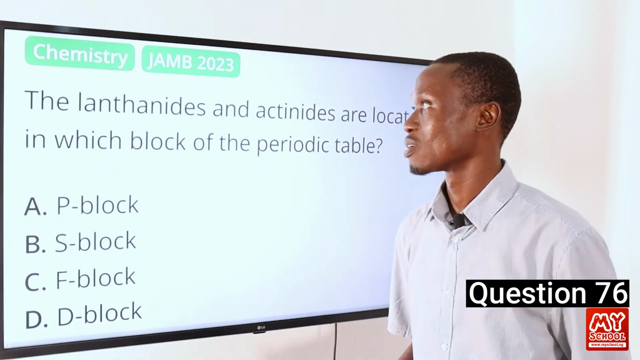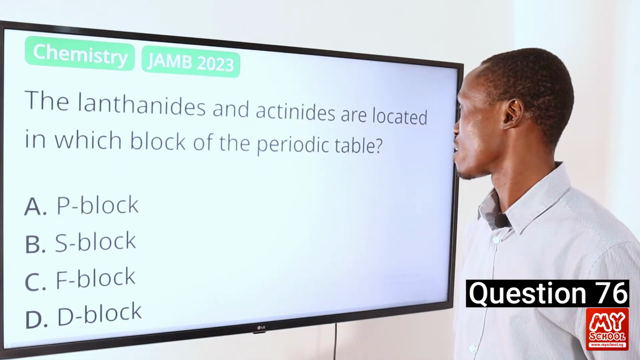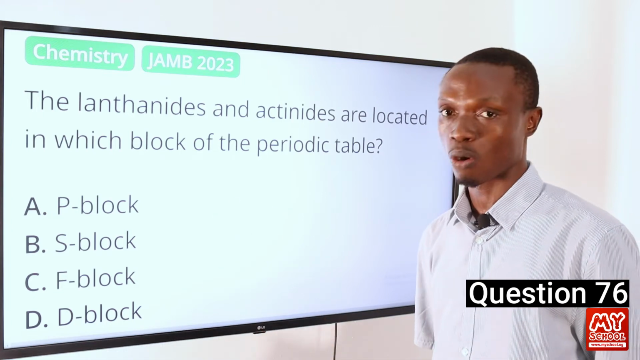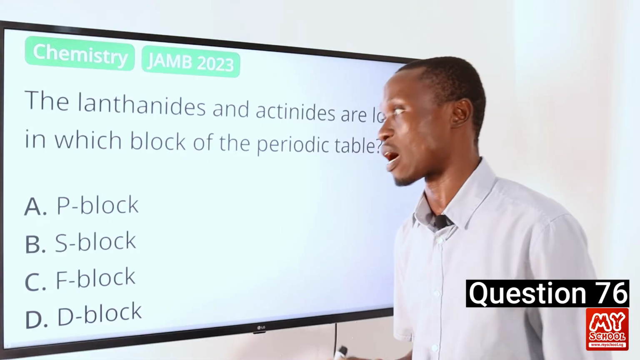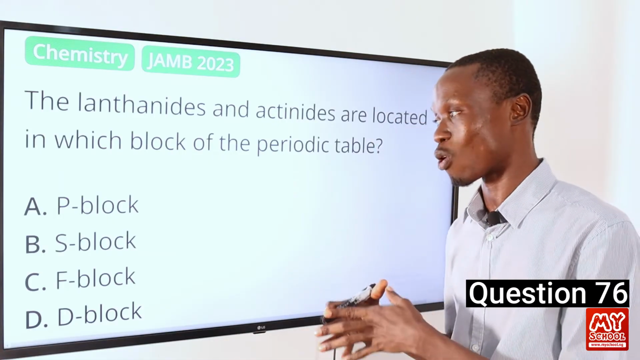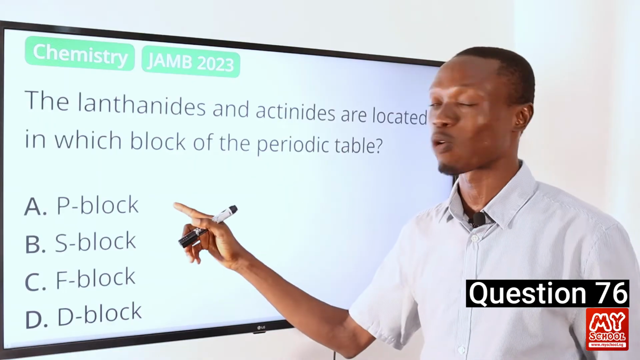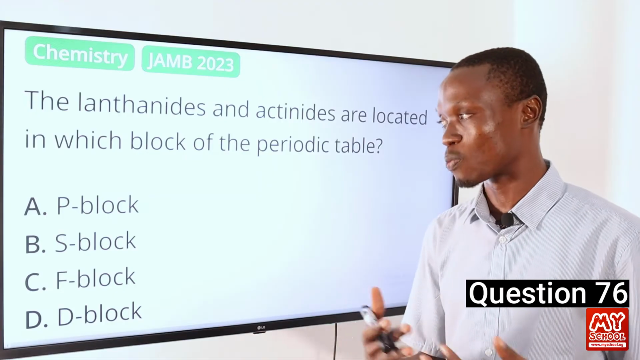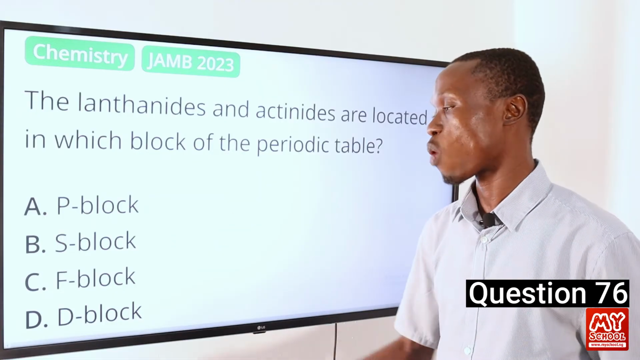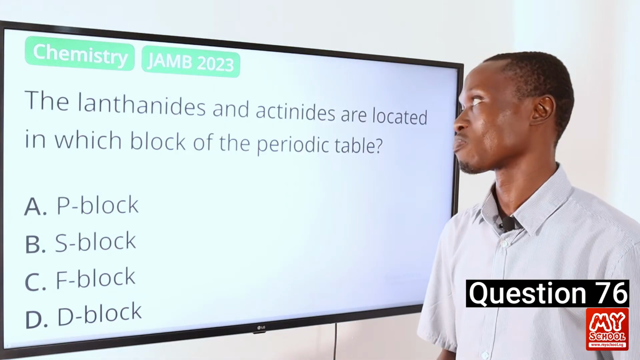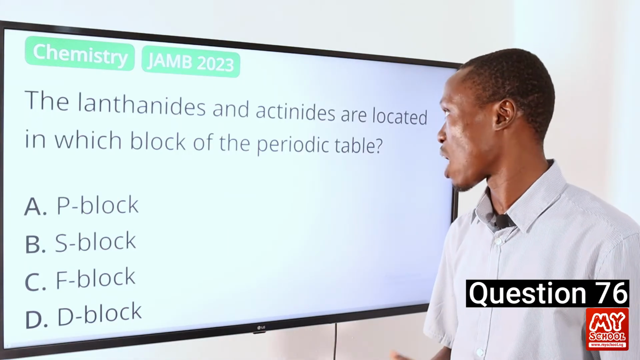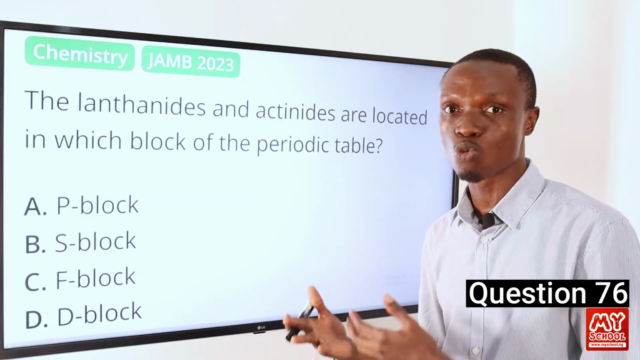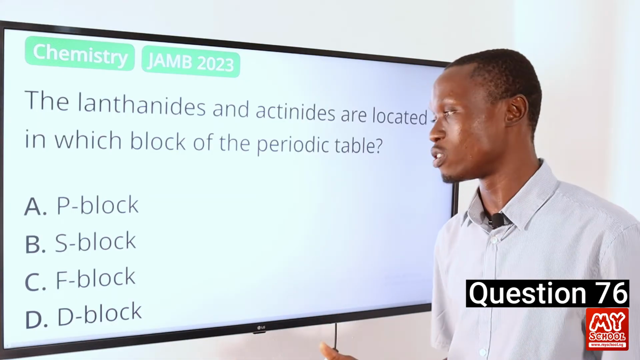Question 76. The lanthanides and actinides are located in which block of the periodic table? So option A will have the P block. The elements found in P blocks are from group 3 to group 8 of the periodic table, with the exception of helium. While option B will have the S block, while elements in group 1 and 2 are found in the S block. While option C will have the F block. So the lanthanides and actinides are found in the F block, and the F block is two separate rows that are located below the main table.